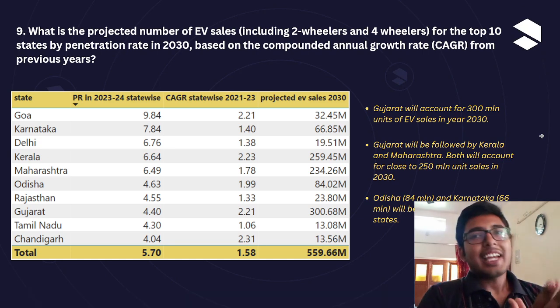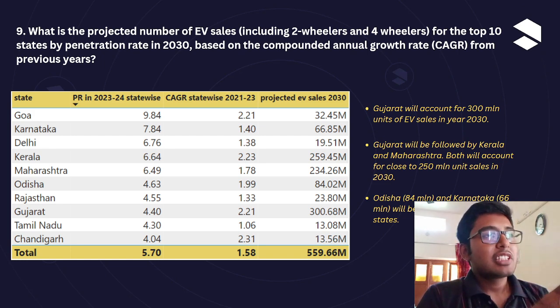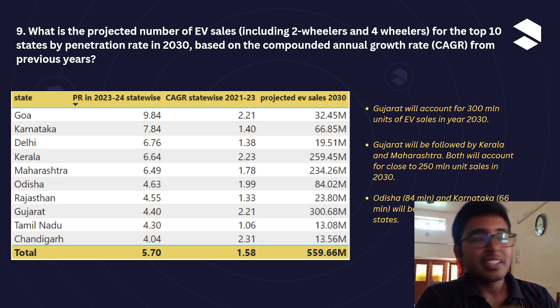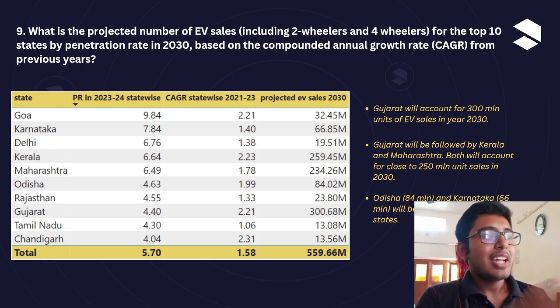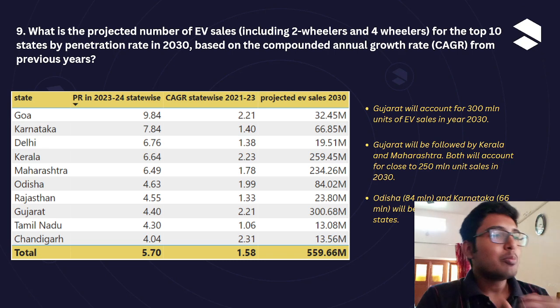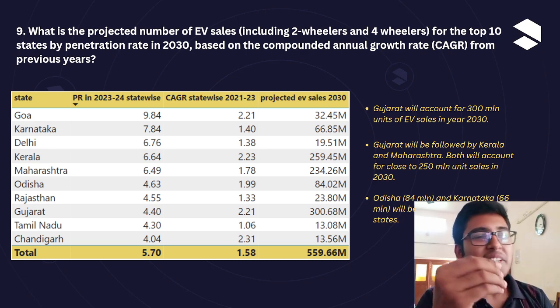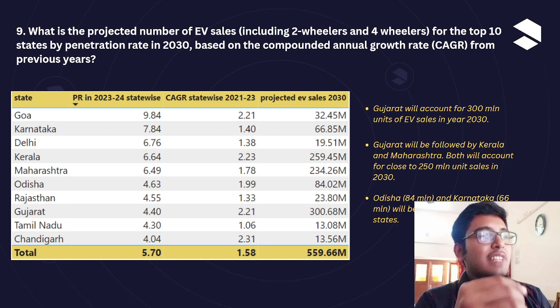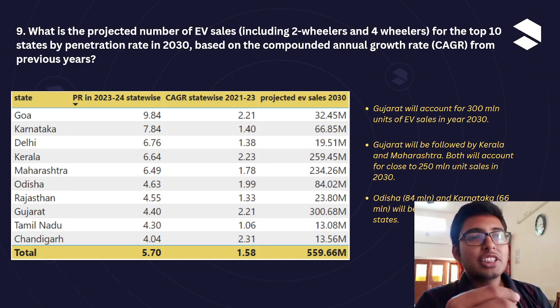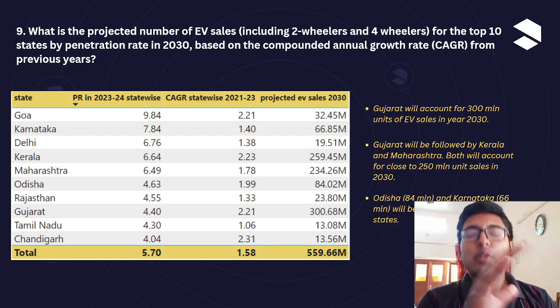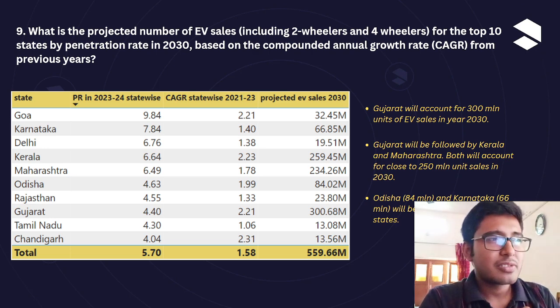Now moving on to the ninth query, they ask us to project the number of units sold in the top 10 states with respect to penetration rate in 2030. So here is the query result, and according to my prediction, Gujarat will see the highest units sold in 2030 with 300 million units. Gujarat will be followed by Kerala and Maharashtra. Together they will account for close to 500 million units.